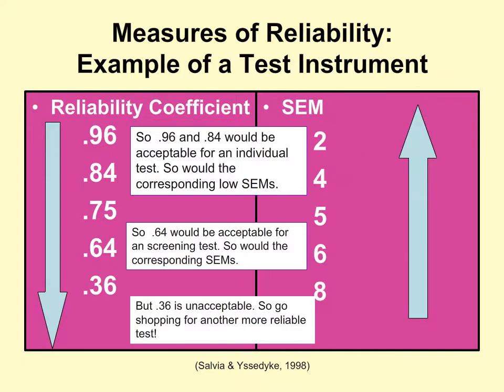See it? When judging a test instrument, we consider the reliability quality as measured by reliability coefficients, or SEM, and the purpose of the testing. There are different reliability criteria for the different test purposes. Read through this slide to learn more about the criteria for judging a test instrument.